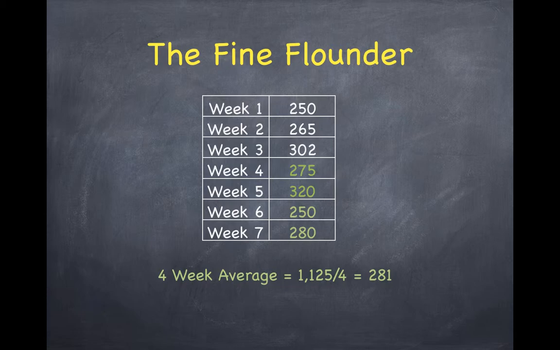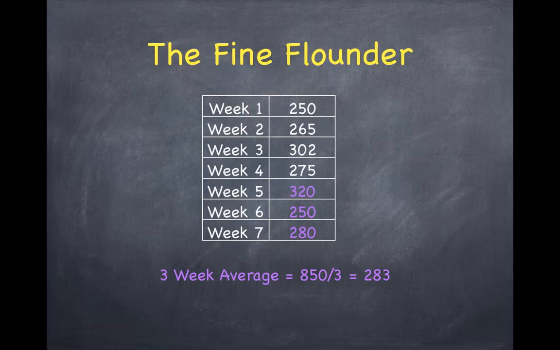Now what if we use this moving average, the same data, but if we used a 3-week moving average? What would our answer be? If you had trouble with finding this 4-week average, put me on pause and calculate the 3-week. The 3-week average would be 283 covers. We're looking at weeks 7, 6, and 5, the last 3 weeks, and we're dividing them by 3. So we get 283.